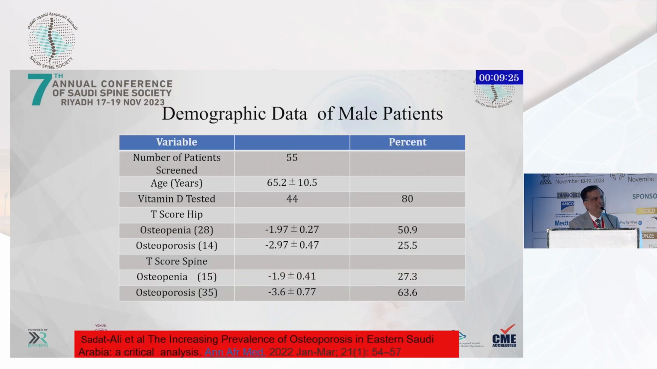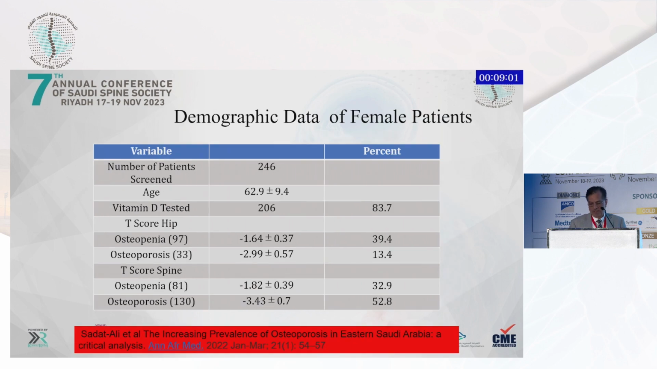Now, this is the recent paper which we published, and this is the latest demographic data we have from Saudi Arabia. This is a hospital-based study. We find that osteoporosis in men is much more than in women. Here, the osteoporosis, if you see, is 63% in men. This is the hospital-based population. If you compare them to the women, it's about 52%. So unfortunately, this discrepancy lies between our own diagnosis of osteoporosis in men and women.